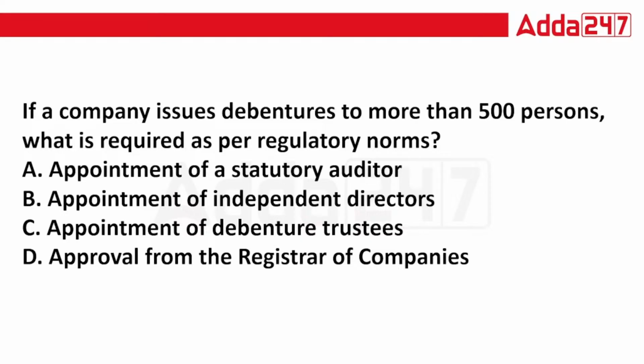When we read in your sources of finance about debentures, debentures are one of the sources through which you get the funds. Debentures are debt, which means you take borrowing from the public. Now if you have more than 500 debenture holders, then for them you need to appoint a debenture trustee. This is a very small but very important point, so make sure you know the correct answer. The correct answer is option C.